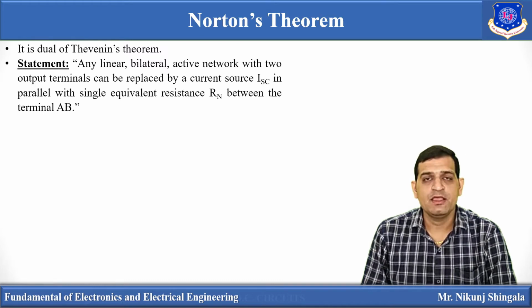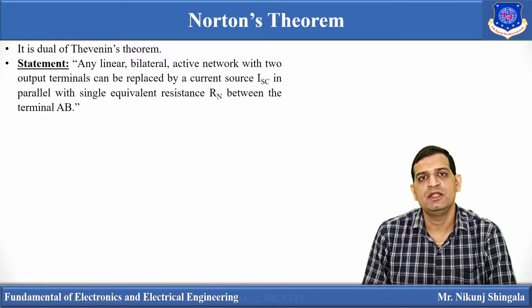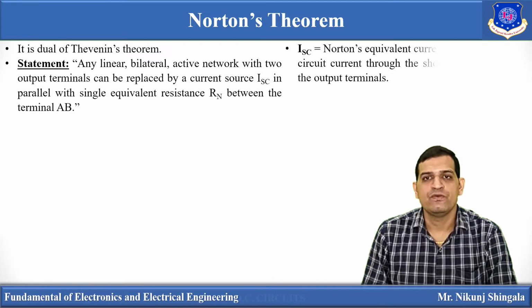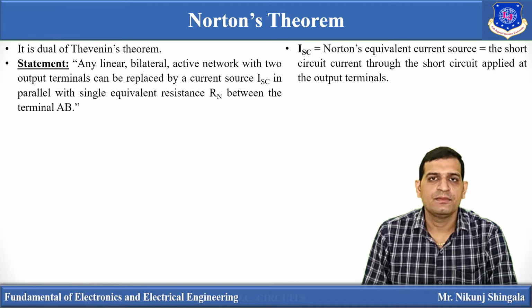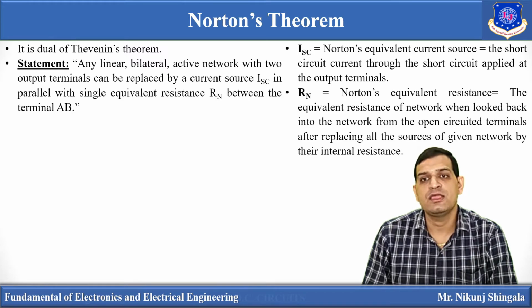So what is the statement? Any linear bilateral active network with two output terminals can be replaced by a current source denoted by ISC in parallel with an equivalent resistance Rn between the output terminals AB. Now what are ISC and Rn? ISC is Norton's equivalent current source. It is the short circuit current flowing through the short circuited output terminals. In Thevenin's theorem, as you know, the branch in which current is to be determined is removed, but here the branch in which current is to be determined is short circuited, and Rn is Norton's equivalent resistance.